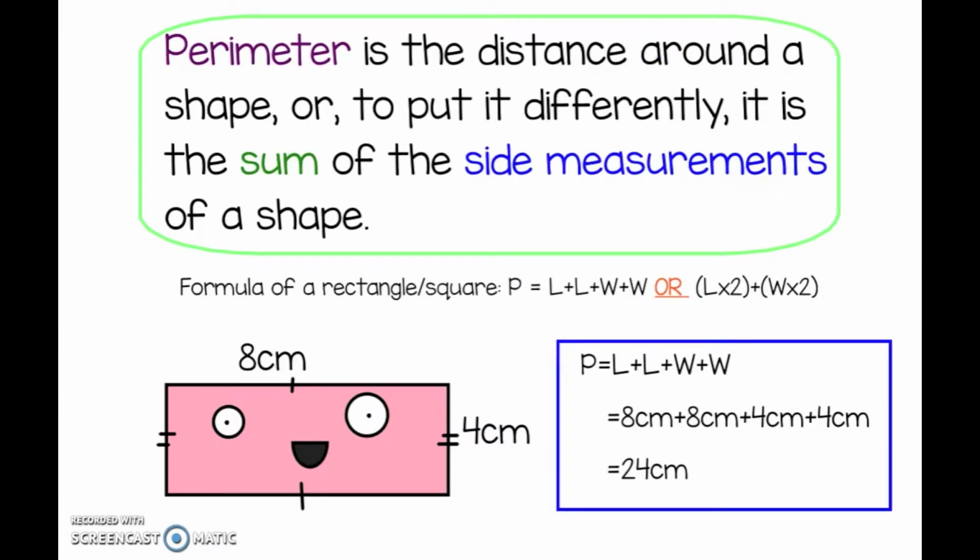So perimeter is the distance around a shape, or to put it differently, it's the sum of the side measurements of a shape. So what that means is to figure out the perimeter, we have to add up the distance all the way around a shape.